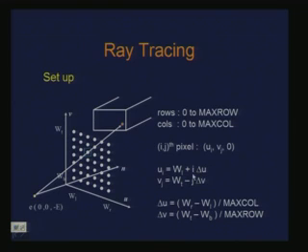So, U_i is W_L plus i times delta U, and V_j is W_T minus j times delta V, where delta U and delta V are defined through this, right. Simple, nothing very complicated. All it is doing is basically locating the pixel in this coordinate system, right.